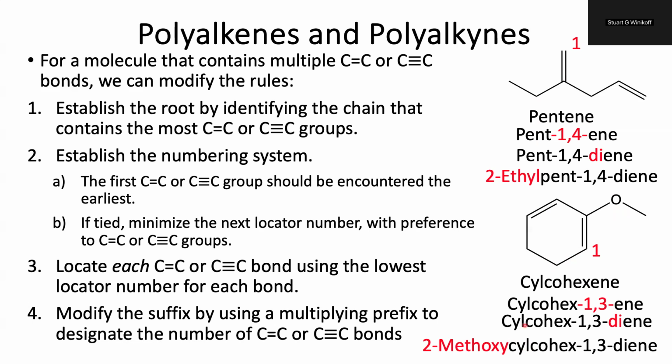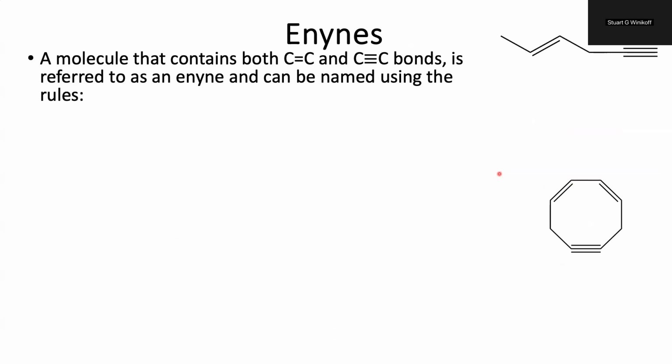Now, this would be the case if I only have double or only have triple bonds. But what do I do when I have a case that contains both double and triple bonds? Well, in this case, this is called an enyne. Because we are so clever, we combine ene with yne with one constant suffix.